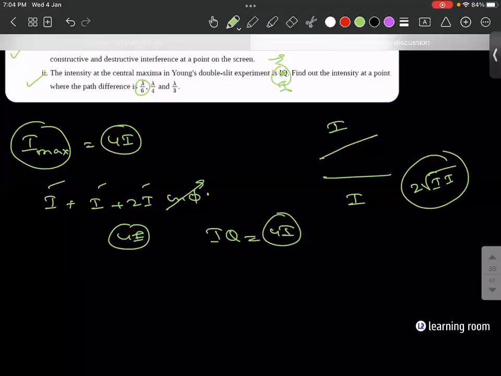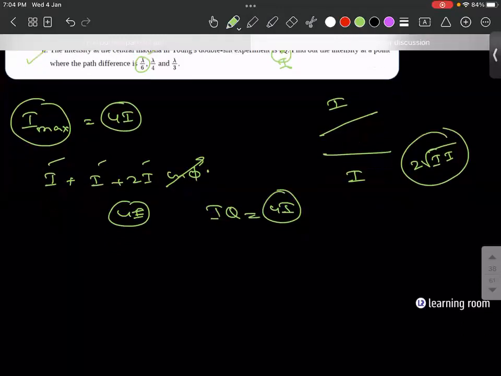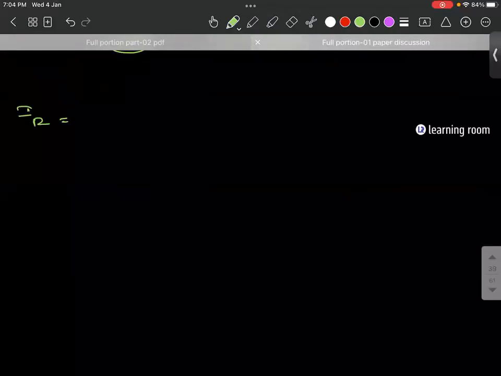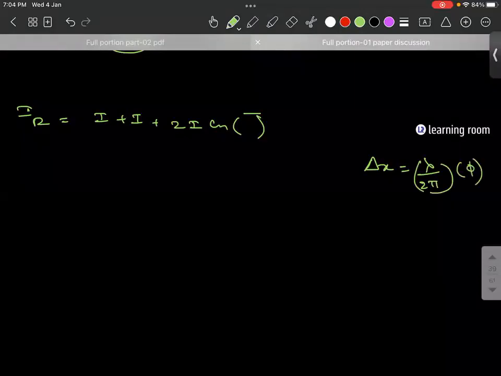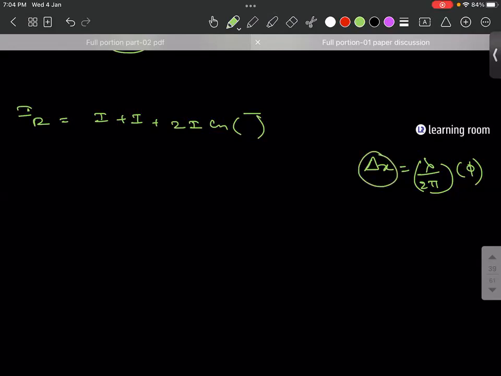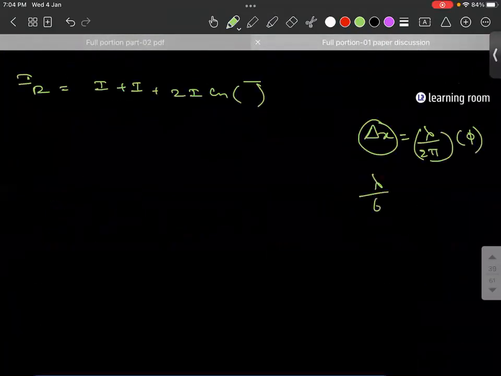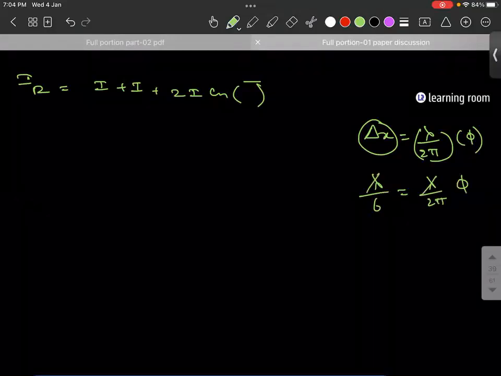So, when the path difference is lambda by 6, what would be the phase difference? So simple, right? You need not think much. Resultant intensity is equal to I plus I plus 2I times cos phi. If you are able to find this phi value for the corresponding path difference, that's enough. So what is the relation? Delta x is equal to lambda by 2 pi multiplied with phi. Delta x here is lambda by 6. So lambda by 6 is equal to lambda by 2 pi into phi. Lambda and lambda are gone. This goes 3 times. So phi will be equal to pi by 3. Substituting cos pi by 3, you will get the answer as 3I.